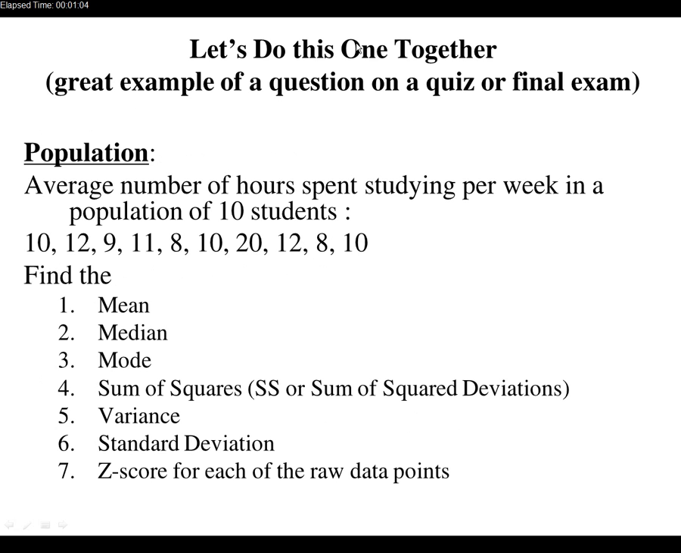Let's do this together, okay? In a population, an average number of hours spent studying per week in a population of 10 students. All right, here's the distribution: 8, 9, 10, 11, 10, 12, 9, 11, 8, 10, 20, 12, 8, and 10. All right, so we're going to find the mean, the median, the mode, the sum of squares, the variance, the standard deviation, and the z-score for each of the raw data points.